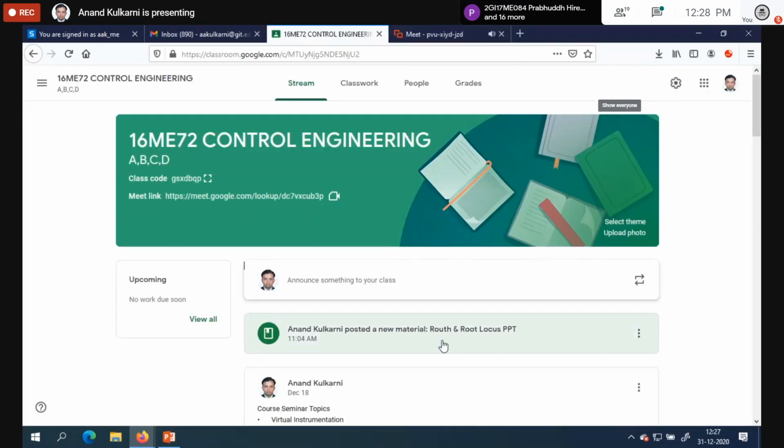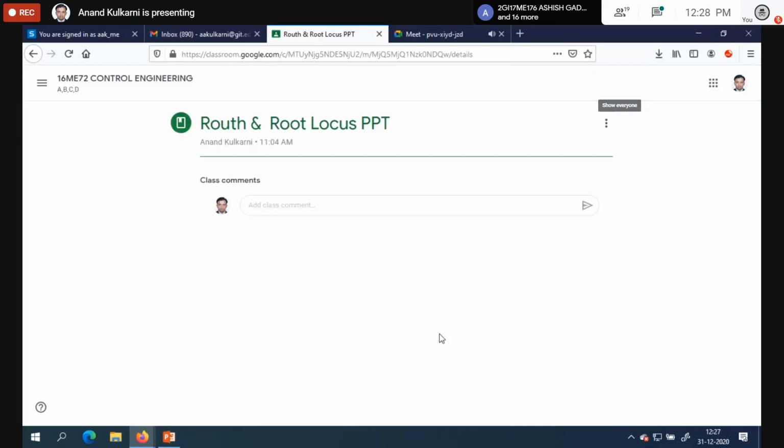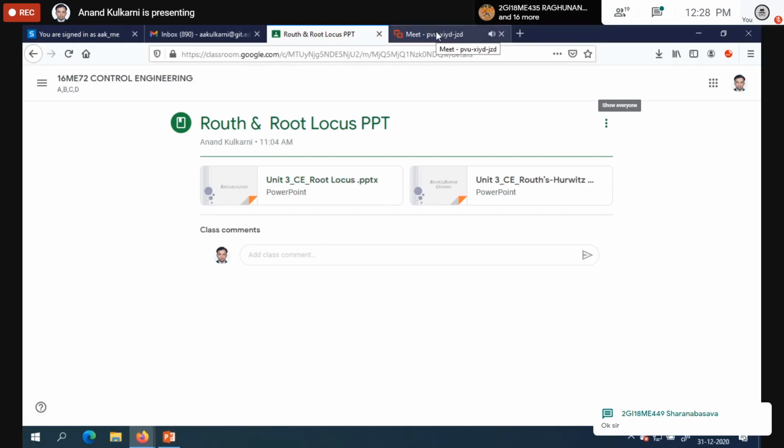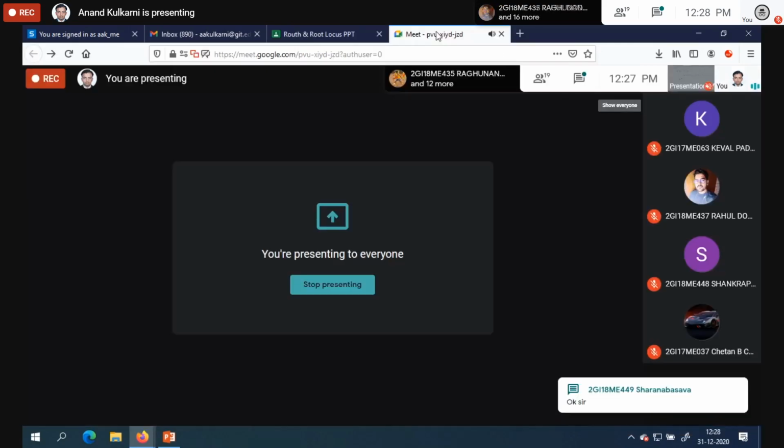Already notes are put up in the class. You can go through the class, the ABCD classroom. In the ABCD classroom, the notes of the class are already there. Routh stability criterion and root locus, both notes we have posted.